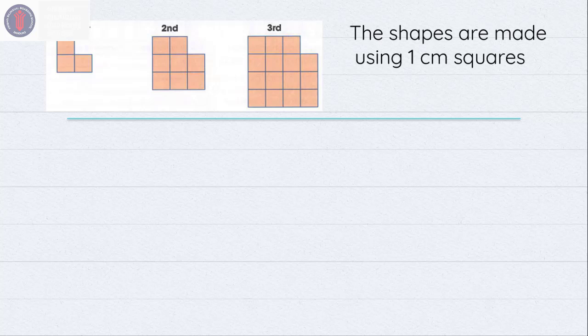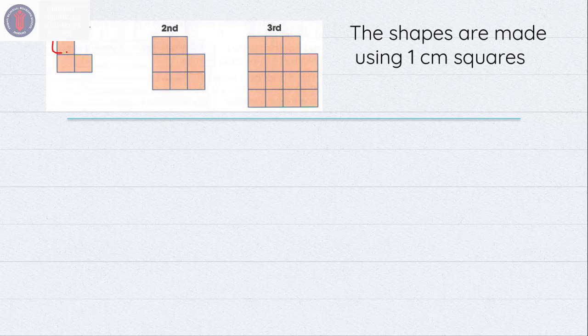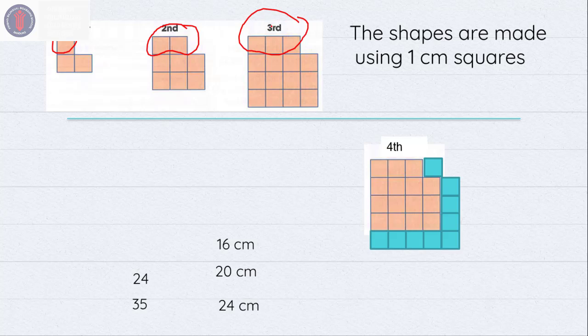So can you see the pattern? For the first, the top row is only 1 square. For the second, there are 2 squares on the top. For the third, there are 3 squares on the top row. So we can guess for the fourth shape, there will be 4 squares on the top row. And for the width, you may see the first there are 2, the second there are 3, the third there are 4, so the fourth will be 5.